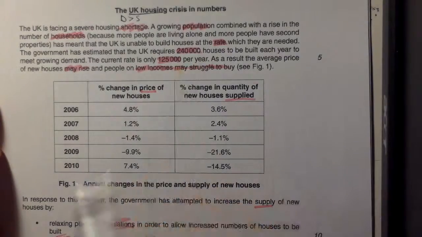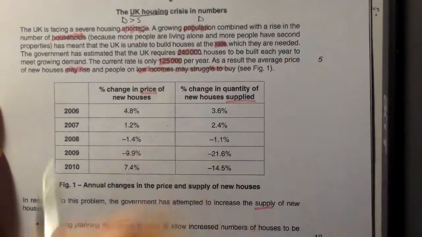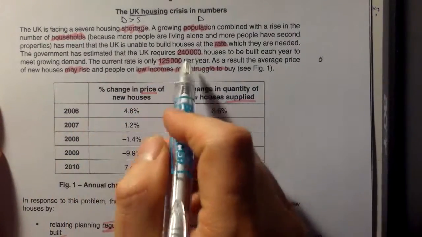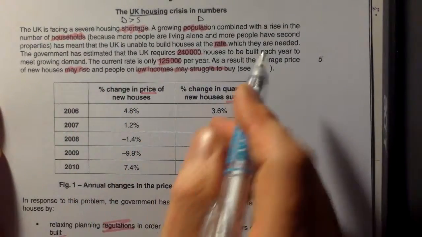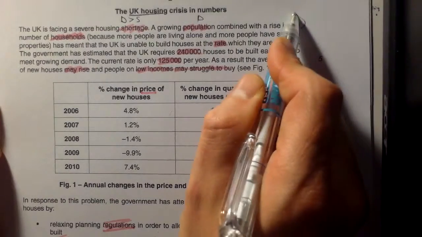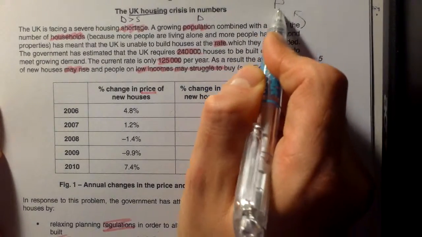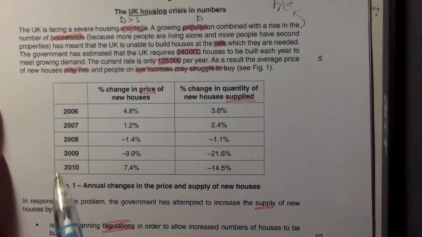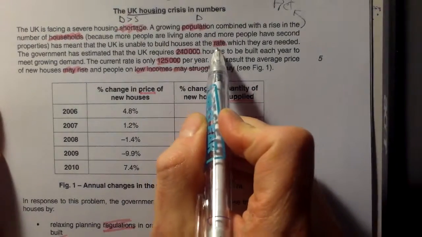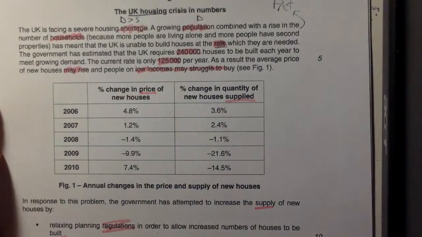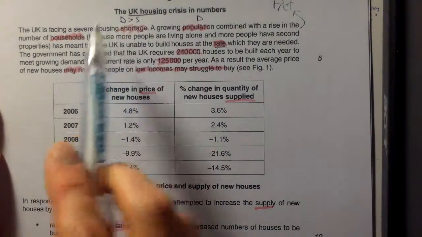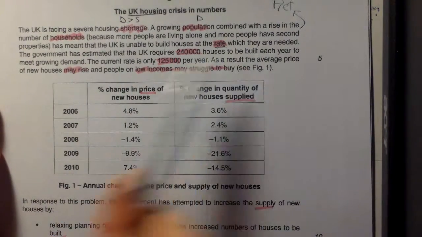A growing population, so you've got a factor that affects demand, combined with a rise in the number of households, because more people are living alone and more people have second homes. So there is kind of a preference change, that people are demanding houses differently than they have in the past, has meant that the UK is unable to build houses at the same rate. Now the word rate is important because it's meaning percentage change year on year, so this is not just a one-off, it's a yearly thing, which they are needed.